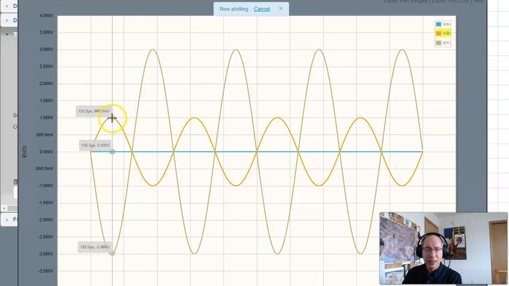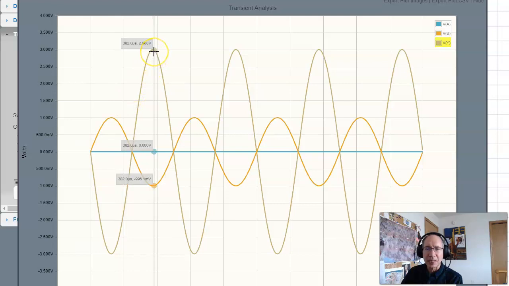Again, input is 1 volt. The yellow line is V2. This is the output. 3 volts out, gain is 3. And inverted. When B is high, the output's low. When B is low, the output's high. That has a gain of minus 3.